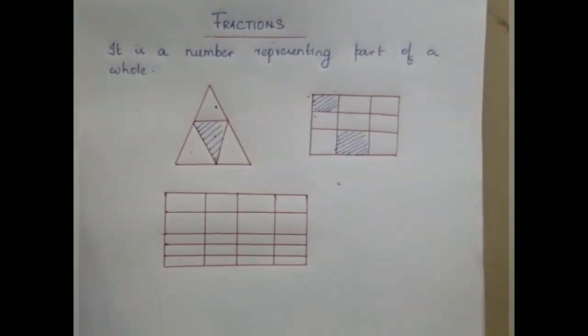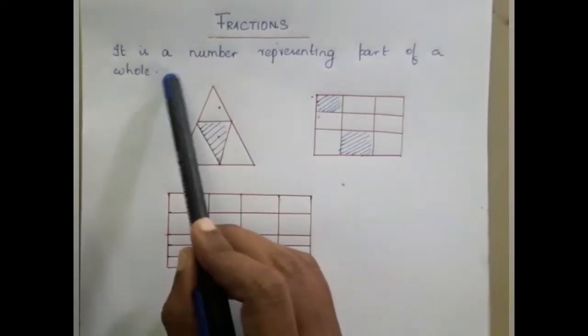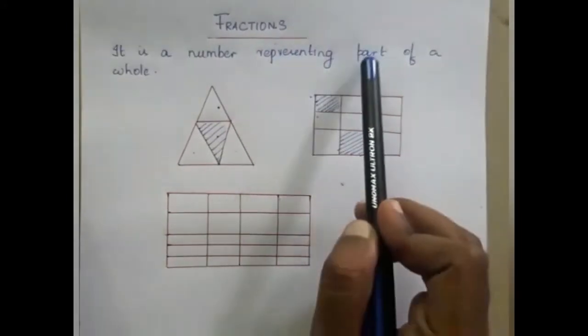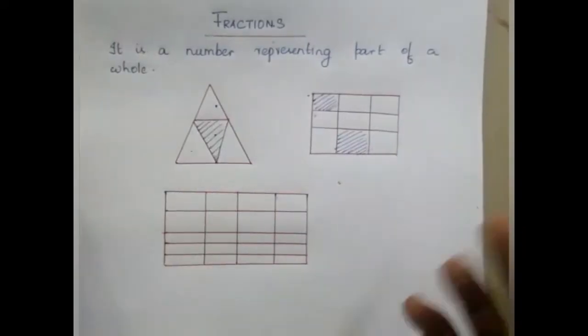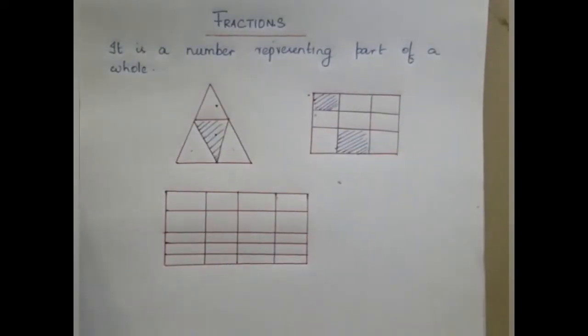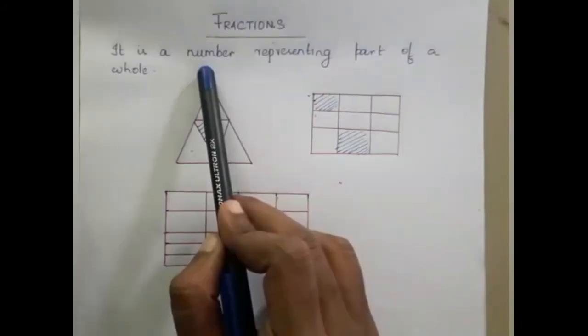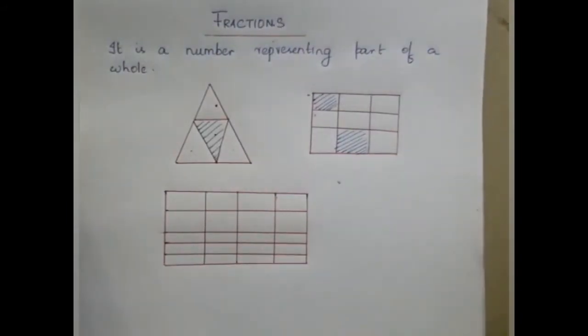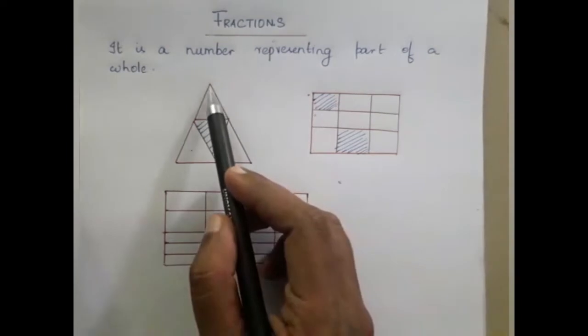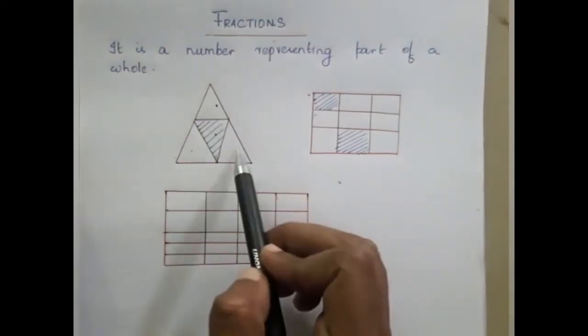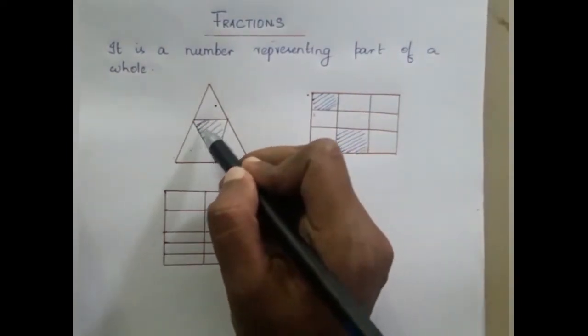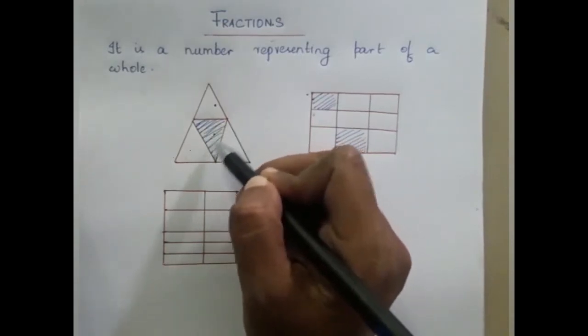Okay children, now I'll explain to you what a fraction is. A fraction is a number representing part of a whole. ഒരു ഹോൾ ഇതിൻ്റെ ഏതെങ്കിലും പാർട്ടിനെ റെപ്രസെൻറ്റ് ചെയ്യുന്ന നമ്പറിനെയാണ് നമ്മൾ ഫ്രാക്ഷൻസ് എന്ന് പറയുന്നത്. For example, when you look here, you can see a triangle and I have divided the triangle. I have shaded this part. So this is the fraction. We are going to write it as a fraction.